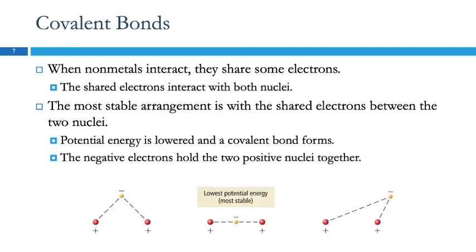So the covalent bond is what happens when nonmetals interact. They're going to share some electrons. You're not going to get a transfer here because both nonmetals want to gain electrons. And so it's like, well, I want that electron, but I want it too. What do you do? You share it. Right? So the shared electrons then are interacting with both nuclei and holding those two atoms together. So the most stable, the lowest potential energy is when the shared electrons are between the two nuclei.